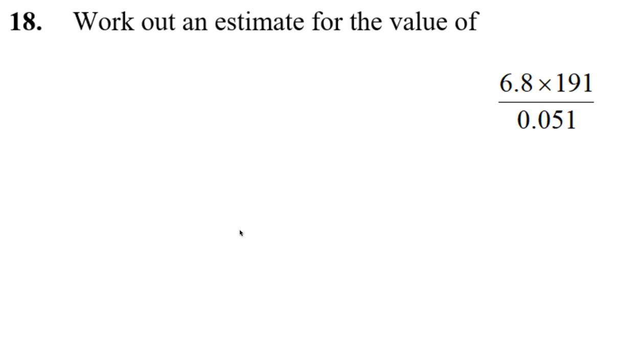Right then, question 18. Work out an estimate. So notice it says estimate, that means we are not working out the exact value, we are just going to estimate the answer. And the way we're going to do it, we're going to round everything to one significant figure. So 6.8 to one significant figure is 7. So we've got 7 multiplied by 191, which rounds to 200.